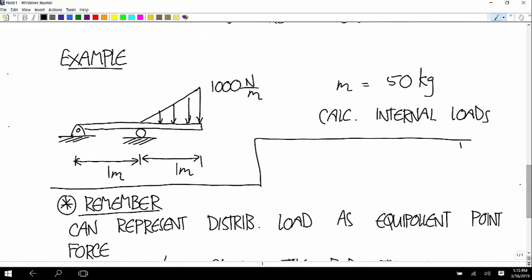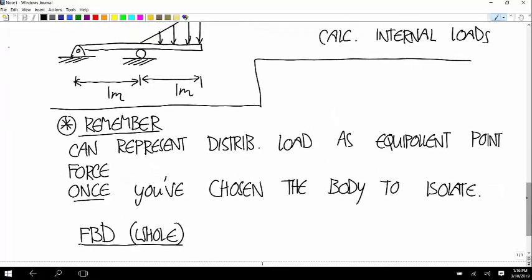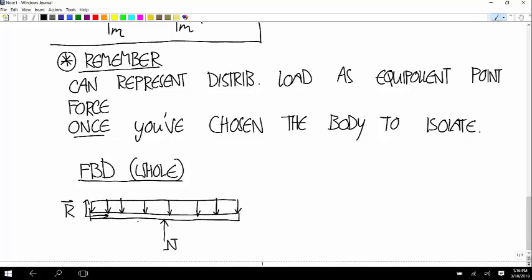The total weight is 50 times 9.81, so 490.5. But this first one that I'm drawing is just the weight. Okay, so I'll have this one, and on top of it, I'll also have this one. I have to deal with both of those two individually.